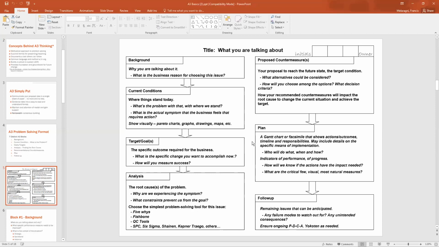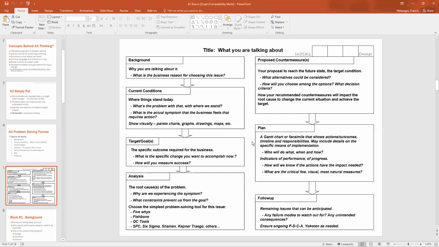One page, because if you think about trying to describe the background of a problem, the current condition, where you'd like to go, the proposals, the countermeasures, and what your plan is, putting that all on one piece of paper, what does that really do? Well, first of all, it makes it easier for everybody who needs to know about the problem to see it clearly, right? In lean, things are about being able to see things clearly and simply.